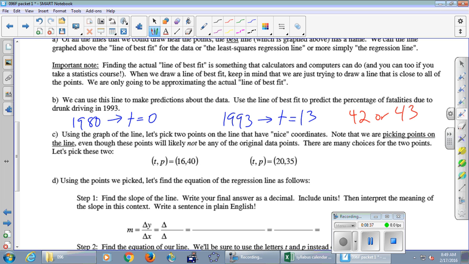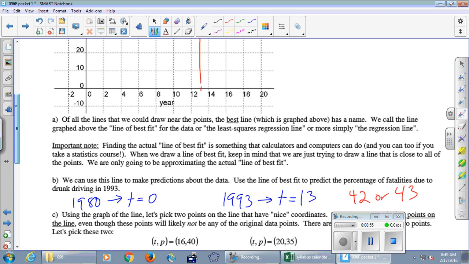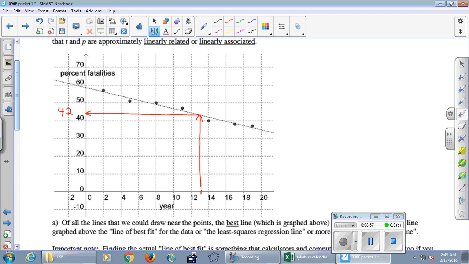So now we're going to come up with a way to do things more accurately than just looking at the picture and guessing 42 or 43. What we're going to do is find the equation of the line that's drawn on this page. How do you find the equation of a line? Well, you need 2 points. So we're going to find 2 points that are on the line. So let's look up at the line and see if we can find 2 points that are on the line.